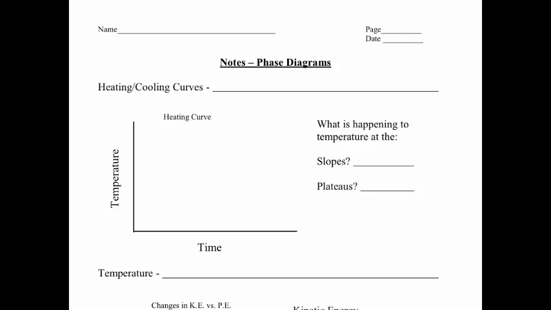Today we're going to talk about phase diagrams, and most of this will actually be review for you since you've probably discussed phase diagrams in the past. There's two types of phase diagrams. There's a heating curve and a cooling curve. Today we're going to focus mostly on heating curves, although the opposite is going to be true for cooling curves. What a heating or cooling curve shows you is how a substance's temperature changes over time when constantly losing or gaining heat.